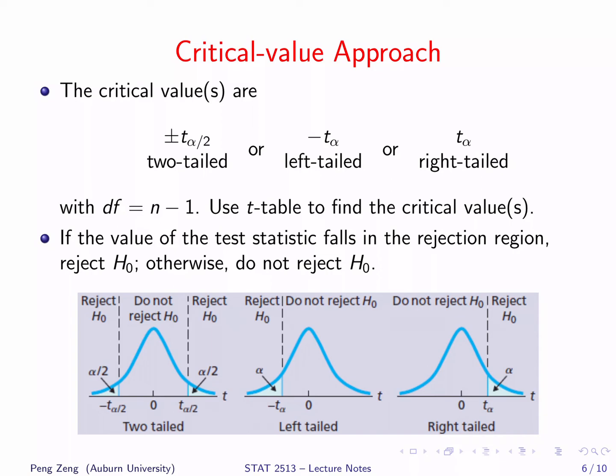For a two-tailed test, the critical values are plus minus t alpha over 2. The rejection region contains two parts: less than negative t alpha over 2 and larger than t alpha over 2. For a left-tailed test, the critical value is negative t alpha, and the rejection region is less than negative t alpha. For a right-tailed test, the critical value is t alpha, and the rejection region is larger than t alpha. If the test statistic falls within the rejection region, reject H0. Otherwise, do not reject H0.